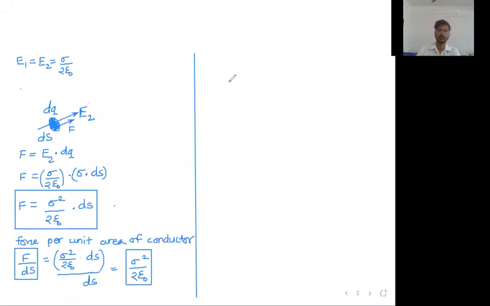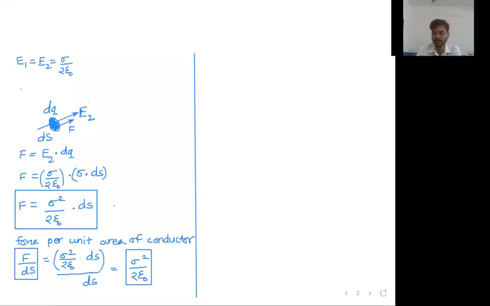This is called mechanical force. Sir, for the small area we found out, but what about the full area? This is the pressure at the given point, right? So this is true for every point. If this is true for any small area ds, it will be true for any area on the surface of the conductor. Yes or no?